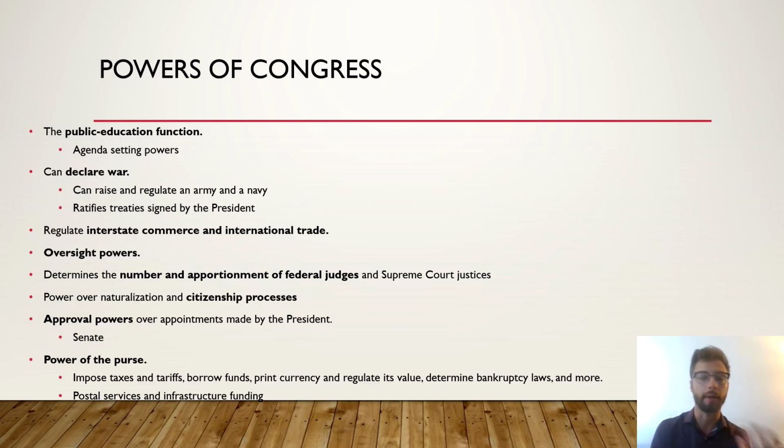Congress can also raise and regulate an army and a navy, and the Senate ratifies treaties signed by the president. As we remember, the Senate has the responsibility to ratify said treaties. So they do have significant impact, primarily in the Senate, in regards to foreign policy and international relations.